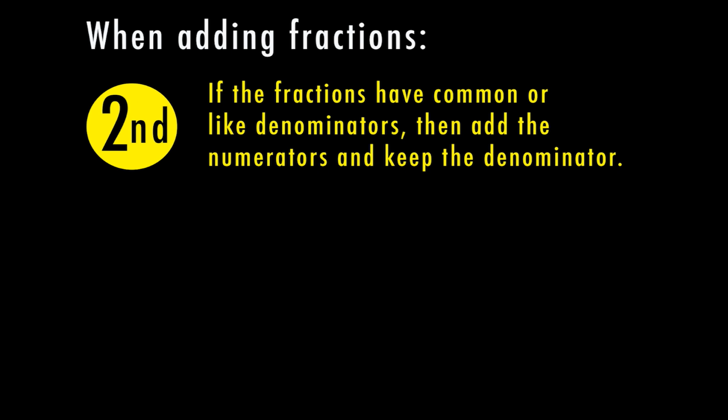So on step 2, whenever we're adding fractions, we need to find out if they have a common or like denominator, what we're supposed to do. And in this case, we're going to add the numerators and keep the denominator. So let's go on and look at what this would look like. If I have 1/4 plus 3/4, my denominators are both 4 already, so I don't have to do anything to find a common denominator. I'm going to add my numerators, and that's the top number, so 1 plus 3 equals 4, and my denominator stays the same.